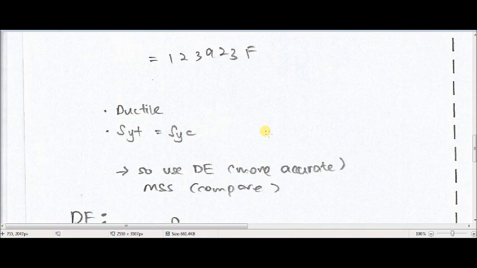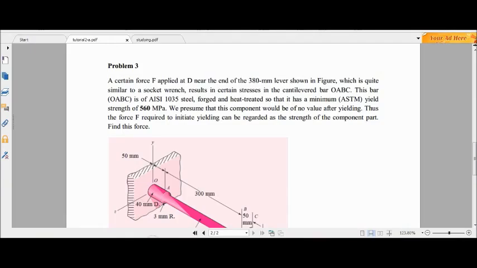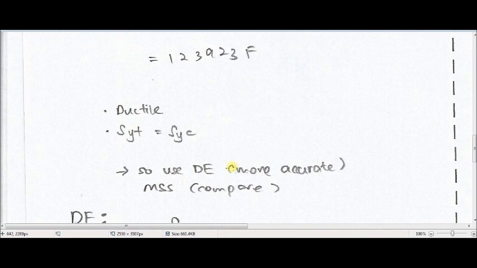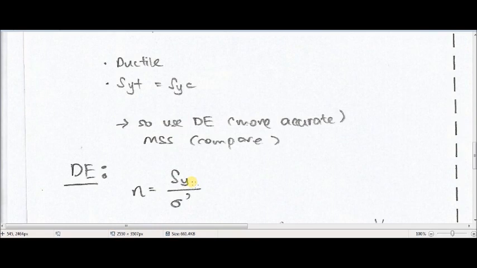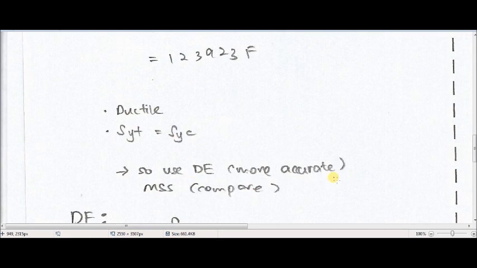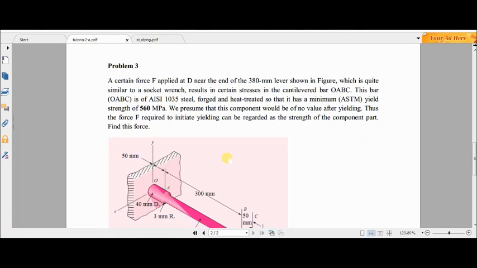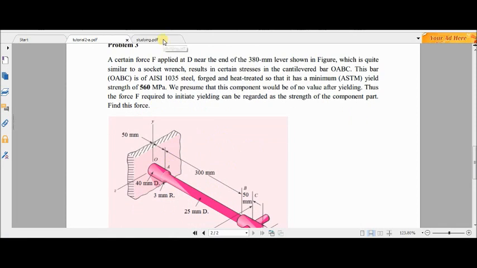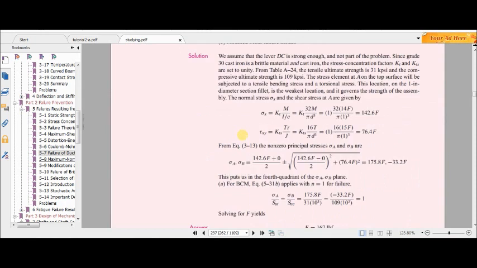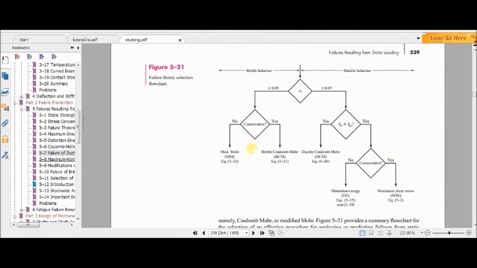In the next step, I have to find the force which caused the yielding at the range. To predict the fracture of this material, the material of the range, I have to use one of the appropriate theories for this problem. So let's go to the flowchart that we had here.